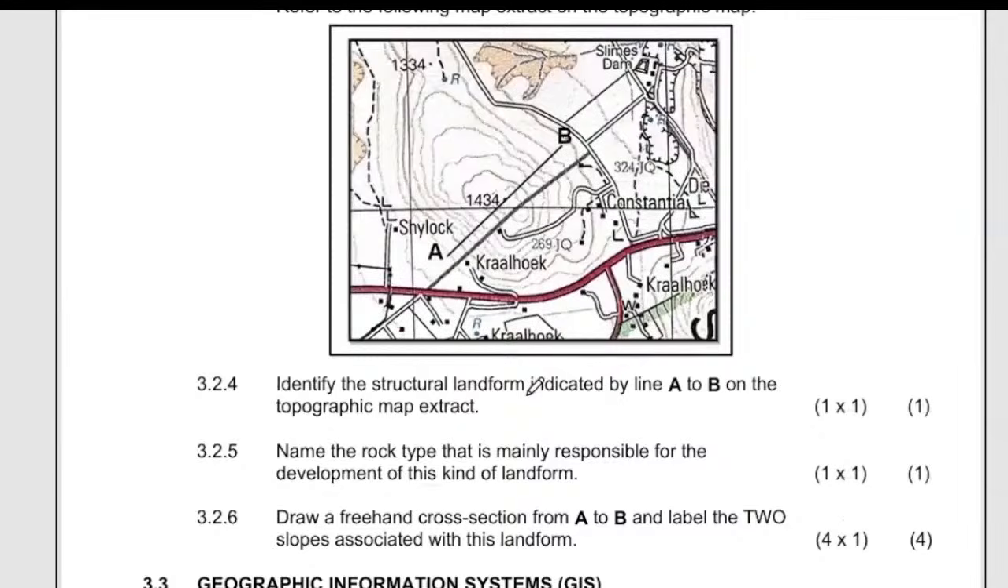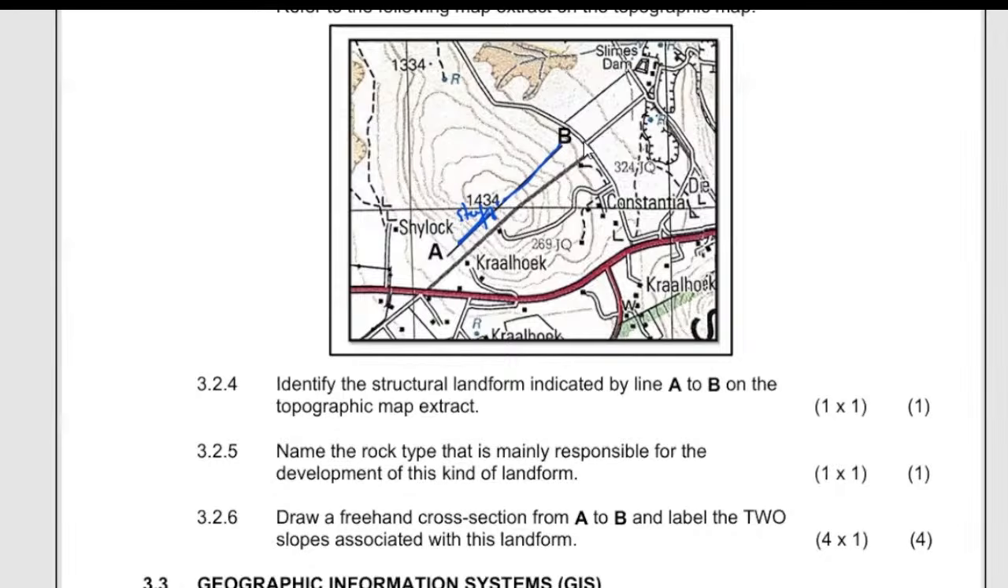Then it says, 3.2.4, identify the structural landform indicated by line A to B. If you look at line A to B here, what kind of a structural landform is resembled by that? So if you check here, you can see that from this point going towards A, this is a steeper area. Why? Because the contour lines are close to each other from this point. But starting from this spot height going to B, the contour lines are spaced further apart compared to this part.